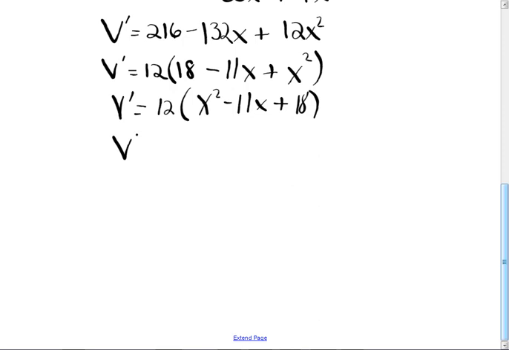So, who said they like the factoring? This is factoring. I got to factor that. This is x and x. What are they going to be? Minus 2, minus 9. Okay, so where is this?